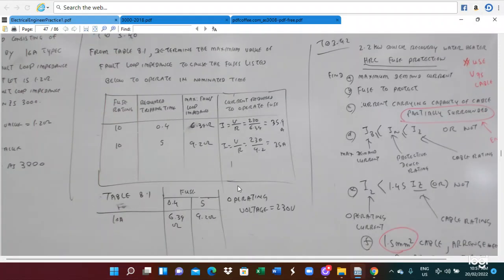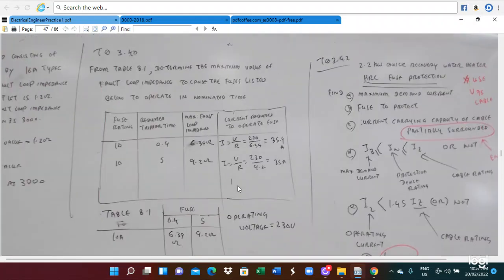So this problem is from table 8.1. We have to determine the maximum value of the fault loop impedance to cause the fuse listed below to operate in the nominated time. So the fuse rating is 10 ampere, required tripping time is 0.4 second. So the 10 ampere, 0.4 second. We have to determine the fault loop impedance.